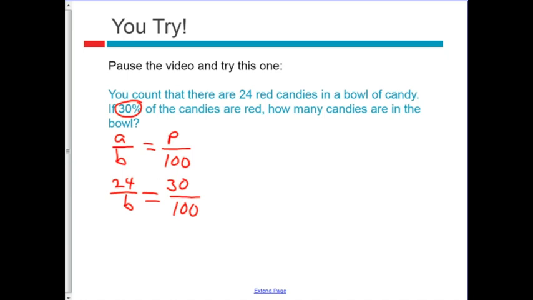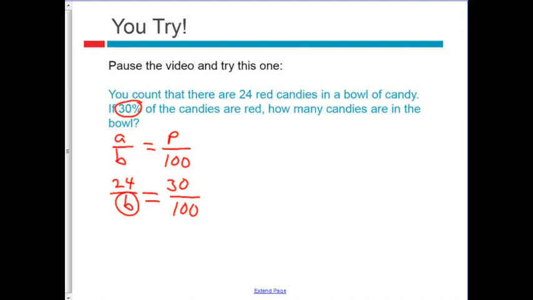So after you set up your problem, you should check to make sure that if you expect a larger number for your answer, the variable you're solving for is in the position of the larger number on the other side. B is in the position of the 100. 100's on the bottom. It's bigger than 30, so B will be bigger than 24. That's a good check to do on your work.